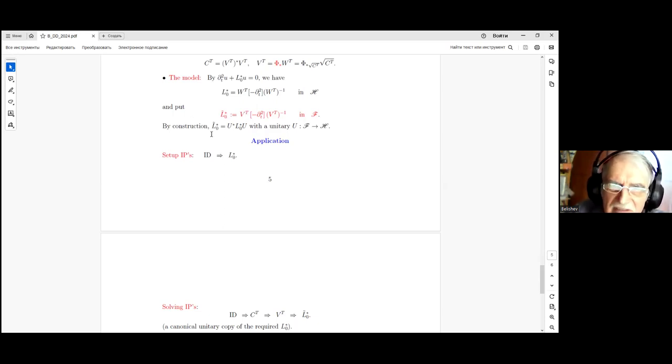And the thing is that, by construction, this operator turns out to be the unitary copy of the operator L0, which acts in the inner space. And this operator acts in the space of controls, but the space of controls is a functional space. It is a space of k-valued functions of time.